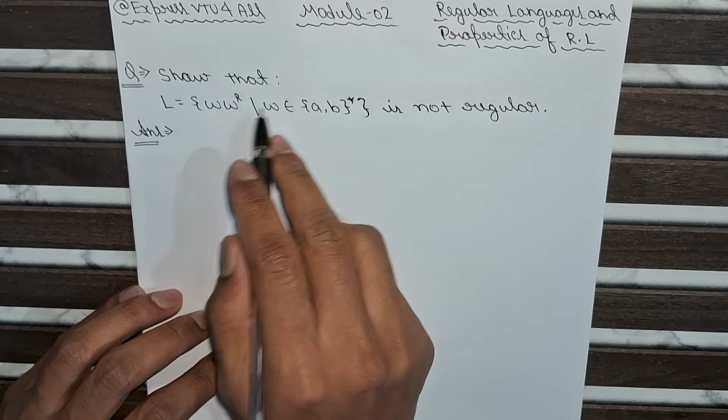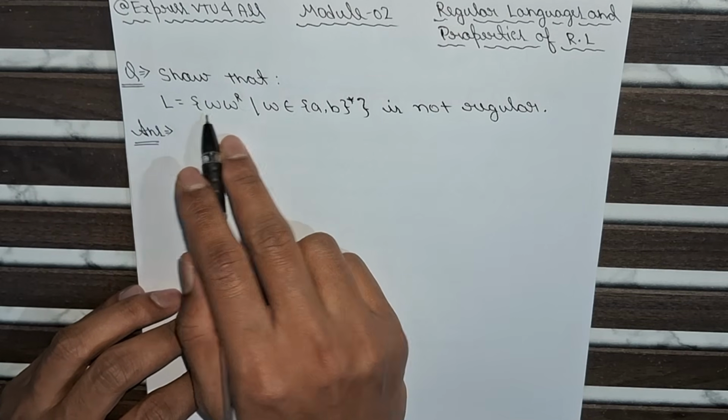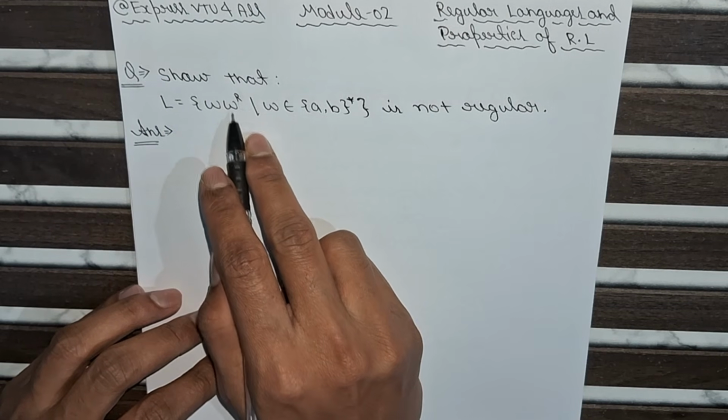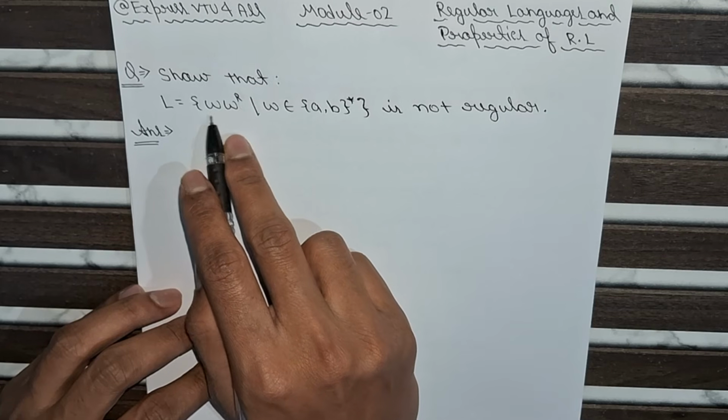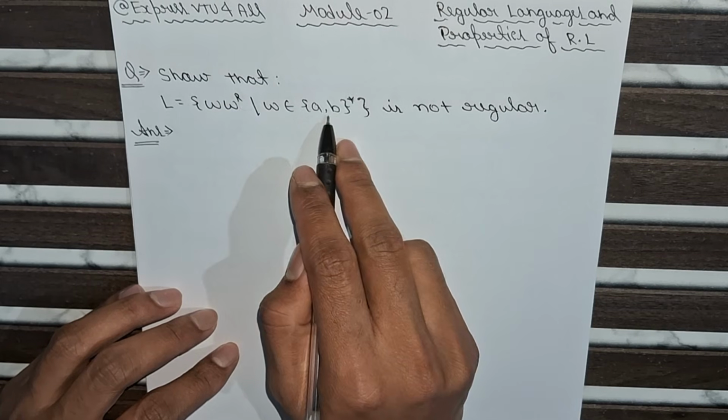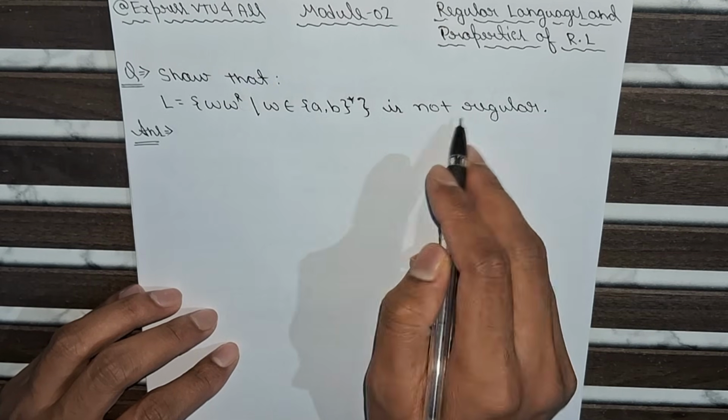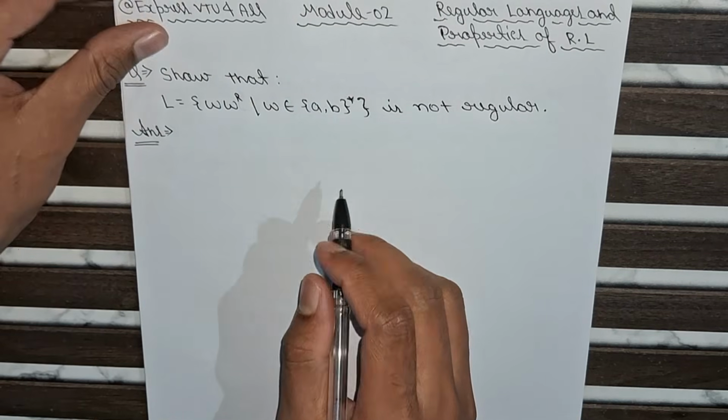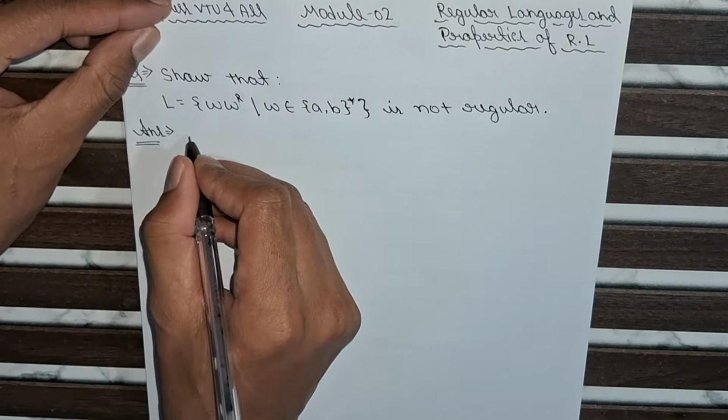So the question is, show that the language L = {w w^R}, where w^R is the reverse of w, and the alphabet is {a, b}, is not regular. So now we will move to solve this question easily.